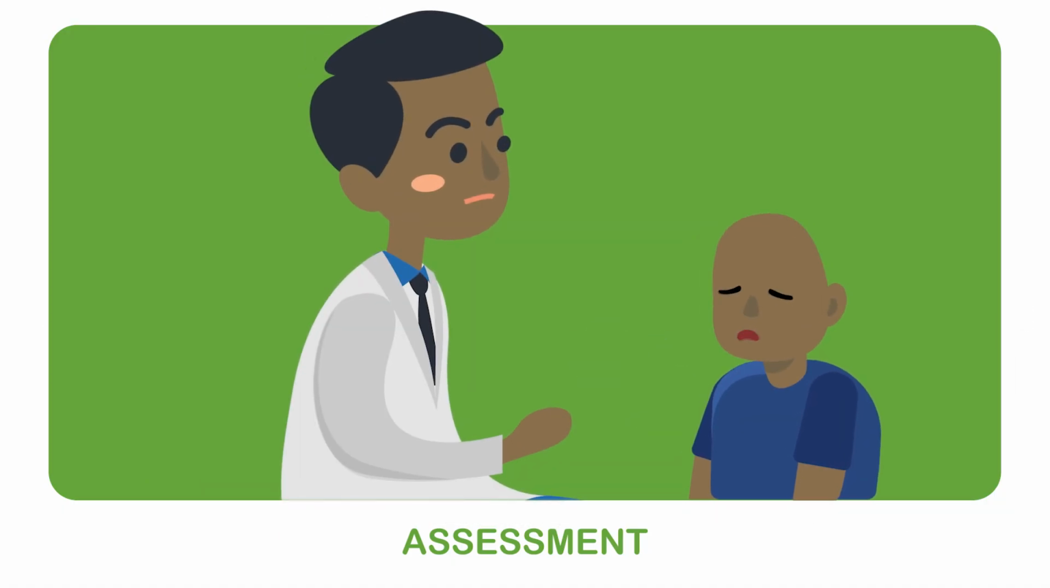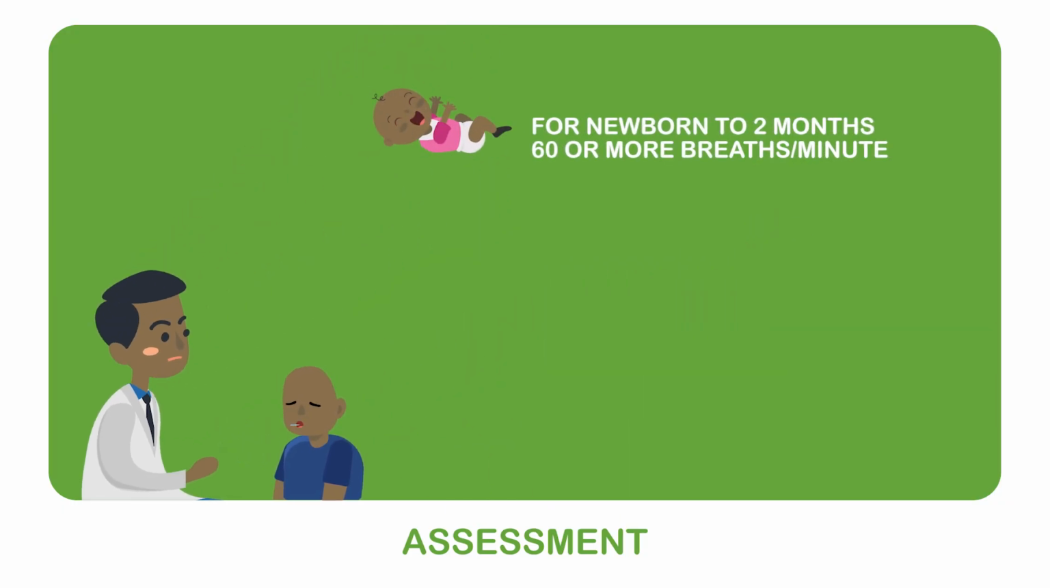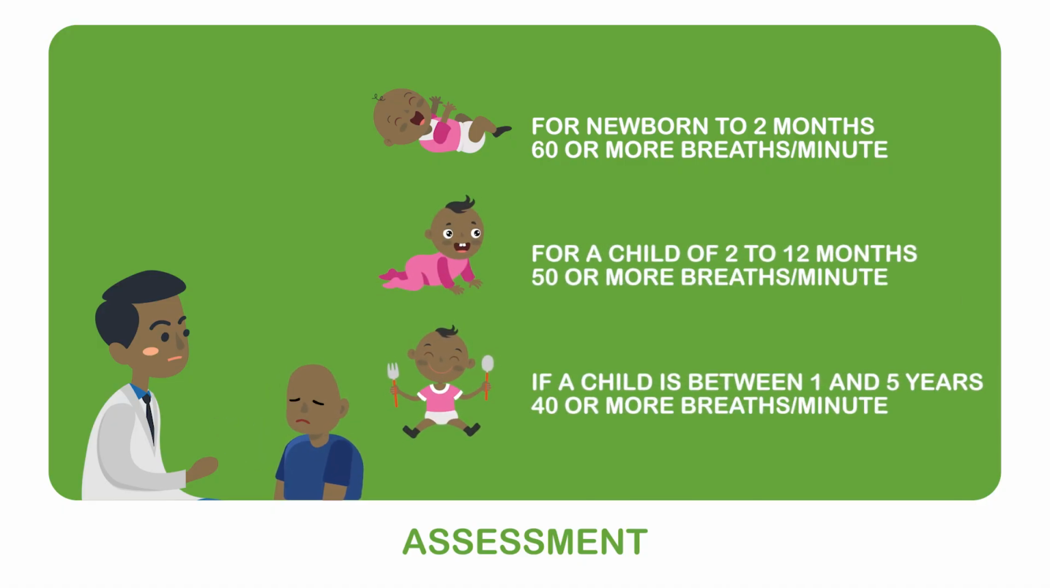Count the breathing to determine if it's fast breathing. Use this age respiratory rate guide. Birth to 2 months, more than 60 breaths per minute. 2 to 12 months, more than 50 breaths per minute. 1 to 5 years, more than 40 breaths per minute.